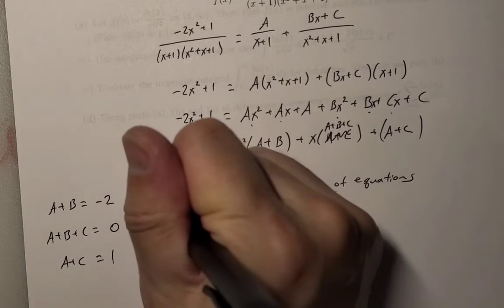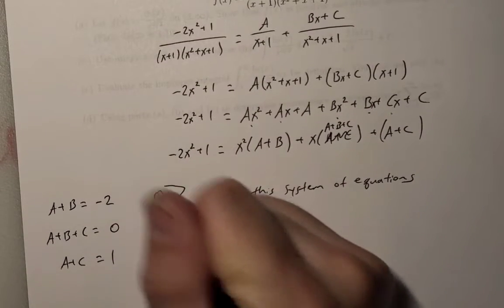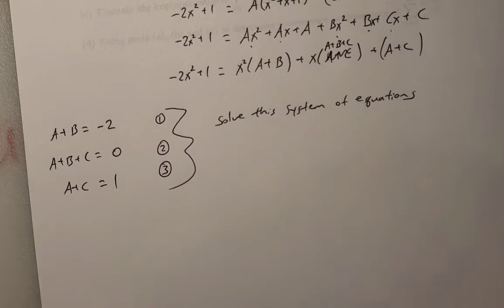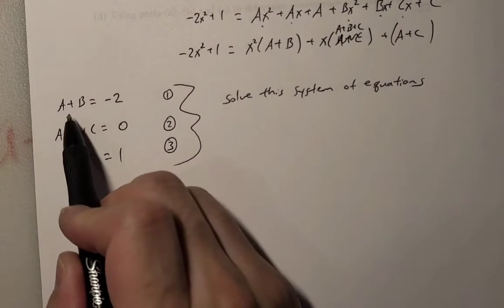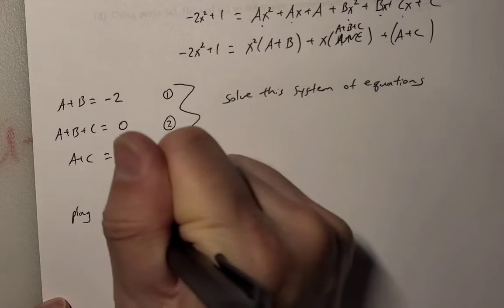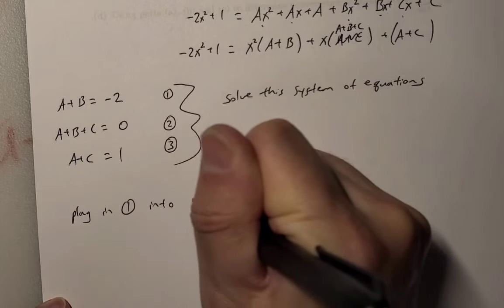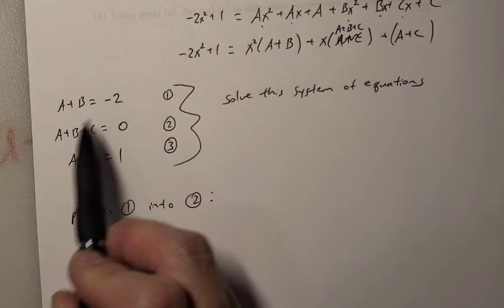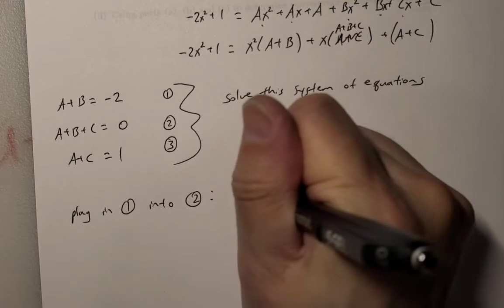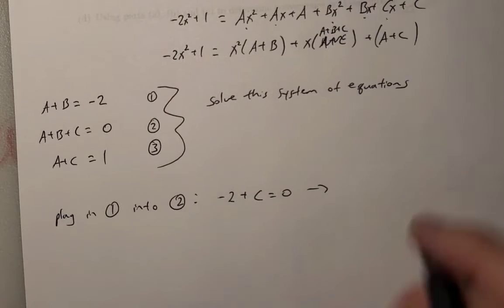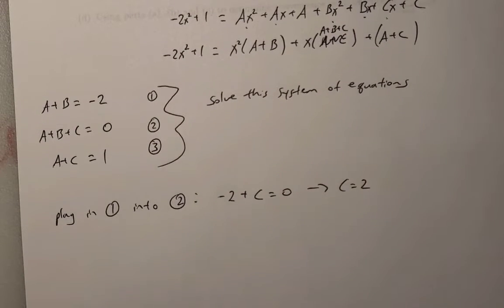Let's call these equation 1, equation 2, equation 3. I'm just writing these numbers so that I can explain what I'm going to do. We know A plus B is negative 2, so we're going to plug equation 1 into equation 2. What happens when we do that? As I just said, A plus B is negative 2, so we can replace this with negative 2 plus C equals 0. So we know that C is equal to 2.